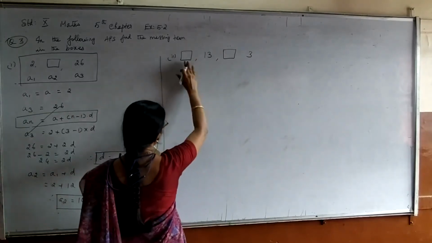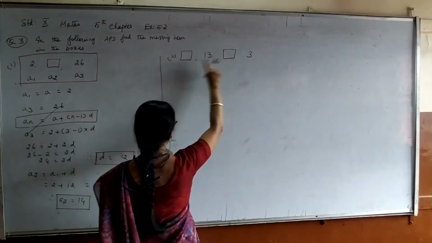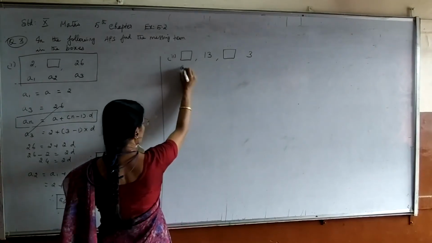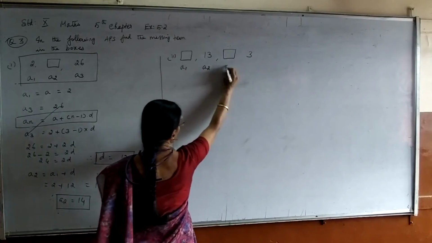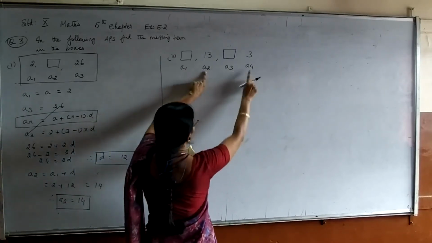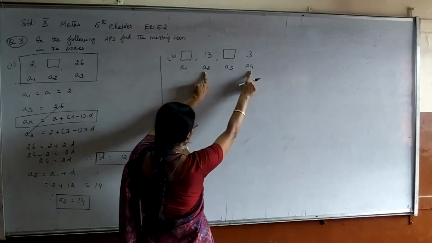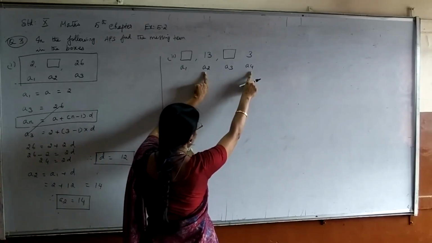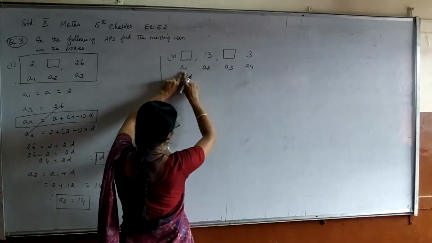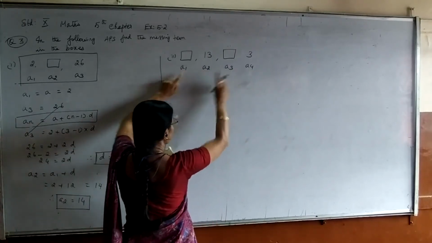In the second sum, 4 terms are given. We are asked to find out the first term and the third term. So I take it as A1, A2, A3, A4. Using A2 and A4, we are supposed to find out the values of A and D. Now using A and D, we have to find out A1 and A3.